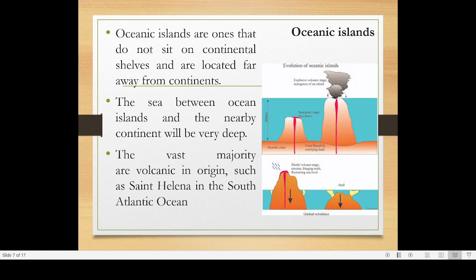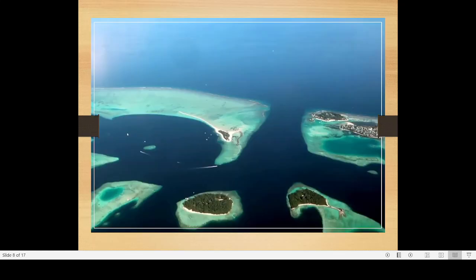Majority of the oceanic islands, for example St. Helena. St. Helena is a very famous oceanic island situated off the coast of North Africa. It was famous because Napoleon was exiled to St. Helena by the British. That's why St. Helena was famous. It's a tourist spot also. So this is how oceanic islands are formed.